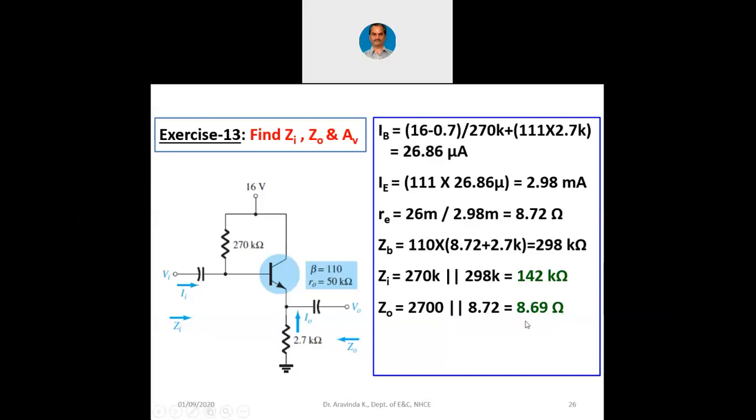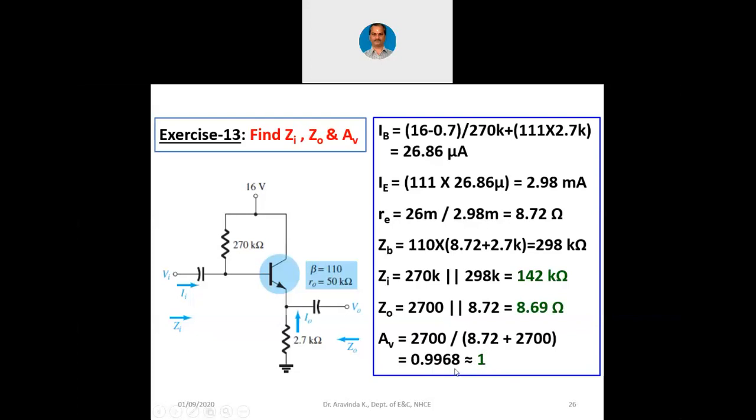That is what we had expected from any amplifier, and it is satisfied with this common collector configuration, which did not get satisfied with the common emitter configuration. It was not satisfied either with base bias or with voltage divider bias. But the last one, voltage gain, is capital Re divided by (small re plus capital Re), that is 2.7K divided by (8.72 plus 2.7K), and we get around 0.9968. It is almost equal to 1.